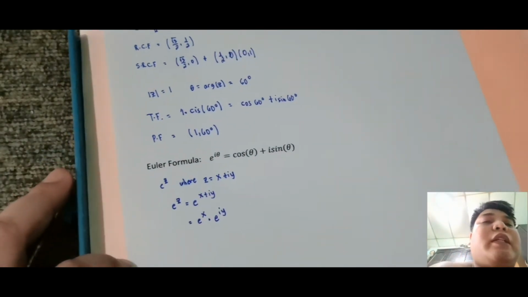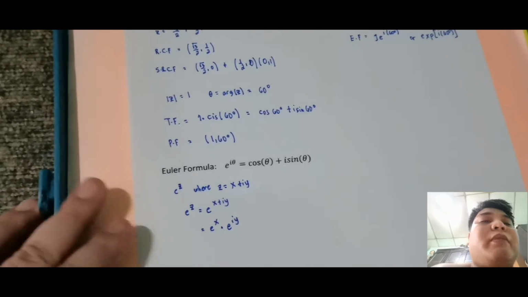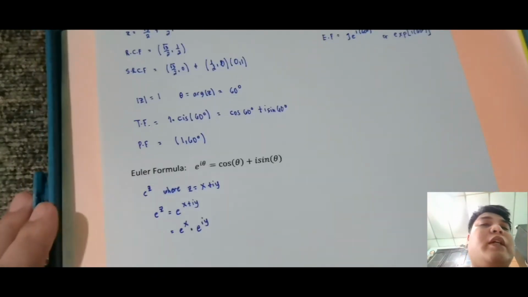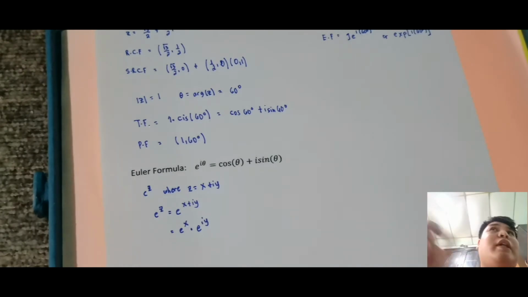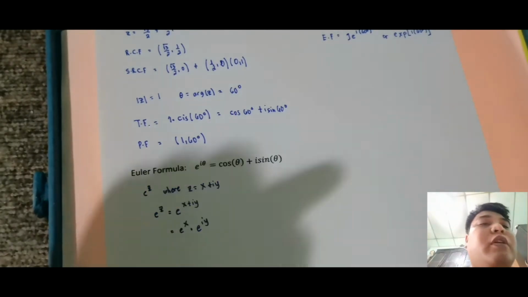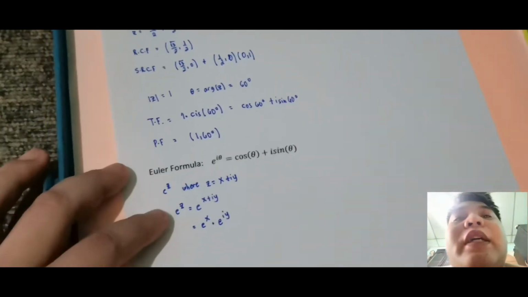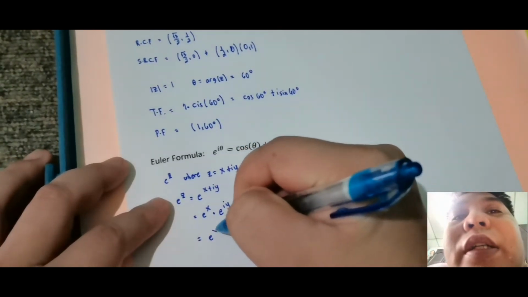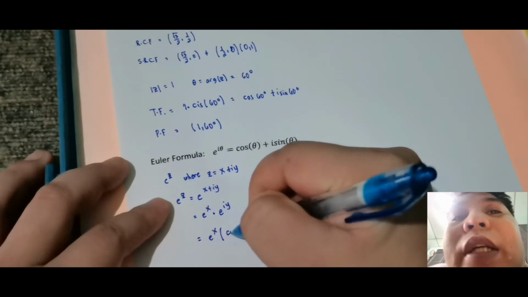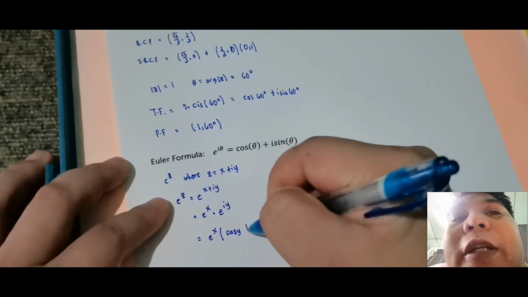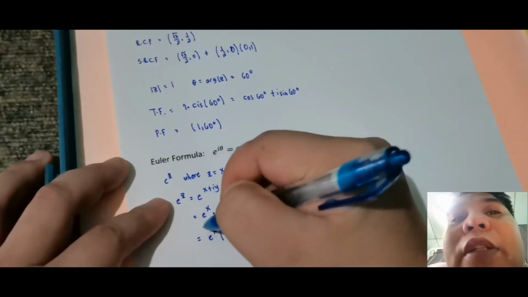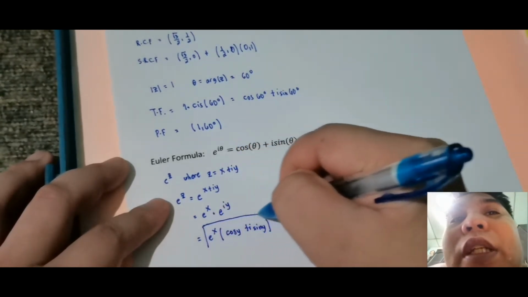Tama? Kasi pag pinag-add, ganyan eh. So, pag pinag-multiply ko yung same base, mag-add lang. Next is yung e raised to iy, pasok dun sa Euler's formula na pag meron akong e raised to I theta, pwede kong i-apply yung cosine theta plus I sin theta. So, this is equal sa e raised to x multiplied by cosine y plus I sin y. Okay? So, therefore, equivalent yung e raised to c sa ganitong form.